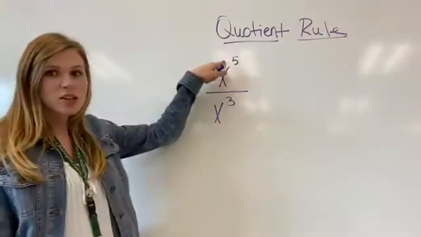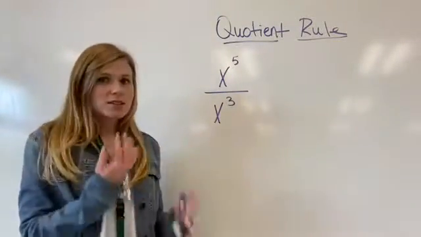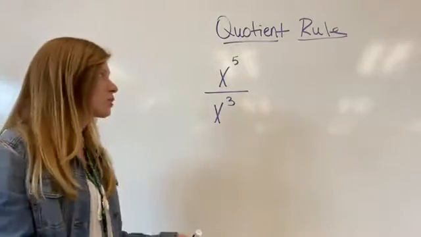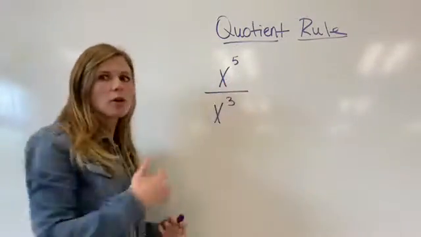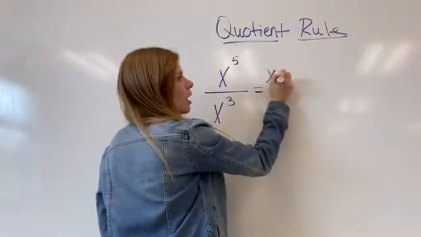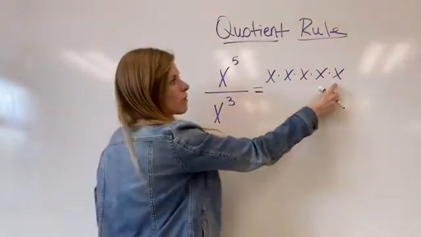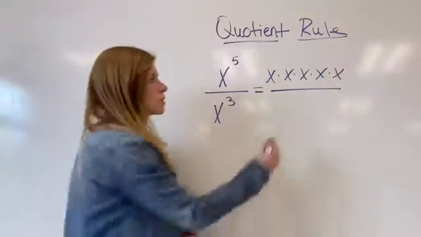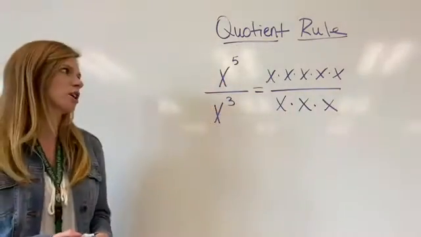So x to the 5th power divided by x to the 3rd. Now, they're not the same, so I know it's not going to equal 1. No idea what to do with this, but I know that anything to the power of 5 just means I'm taking x and repeating it 5 times with multiplication. 1, 2, 3, 4, 5. I know that anything cubed means I'm going to take it times itself 3 times.